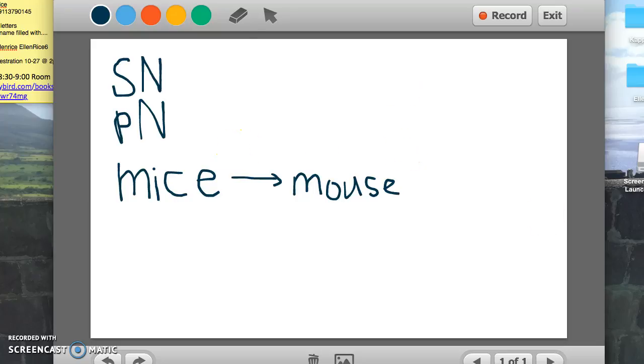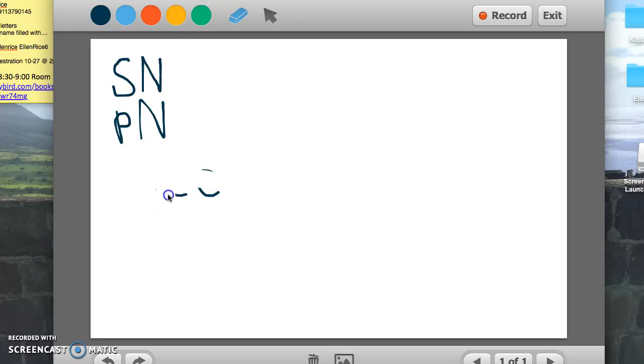So what I want you to do is copy down on your whiteboards the sentence that I'm going to write, and then I want you to underline the nouns and then write above the nouns if it's singular or plural. So if it's plural, you're going to write PN above it for plural noun and SN above it for singular noun. So copy down this sentence when I have it written.